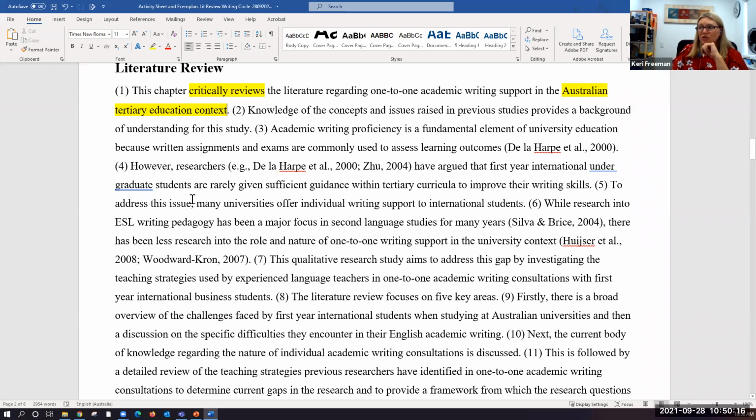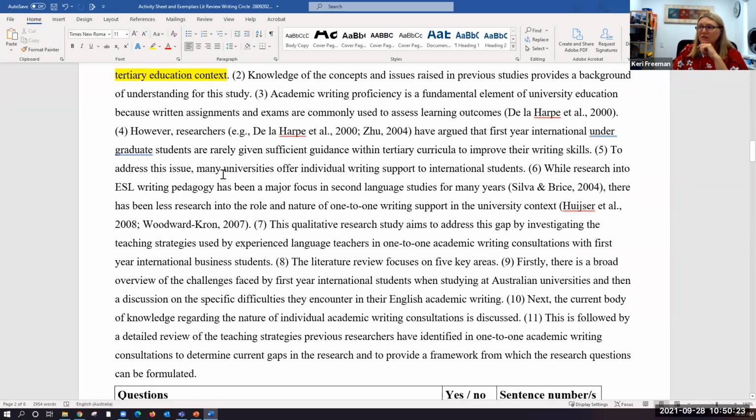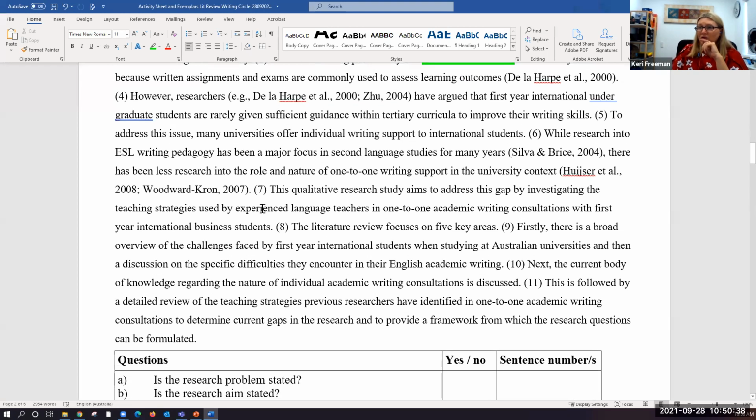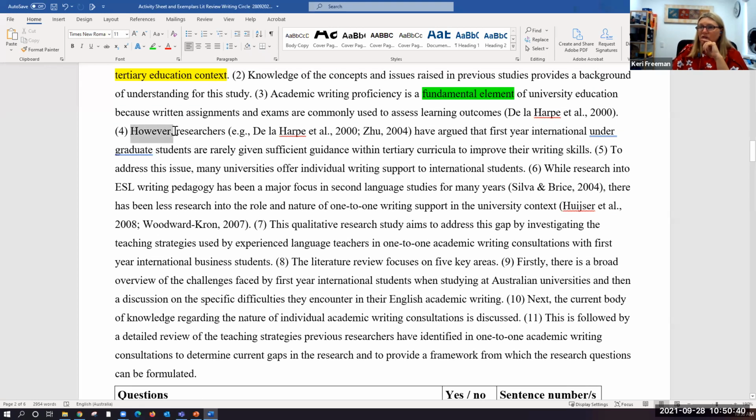Knowledge of the concepts and issues raised in previous studies provides a background of understanding for this study. Academic writing proficiency is a fundamental element. Okay, so note the vocabulary. It's not any kind of element, it's a fundamental element of university education because you've got to do assignments and exams. However, so there's transition signals that we like.